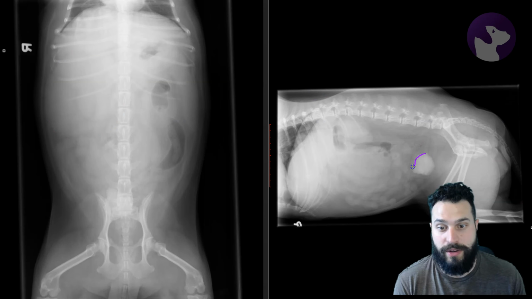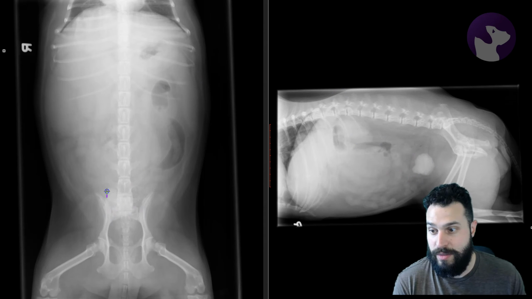The last thing that I wanted to take a look at, of course, is this thing that was probably jumping out at everyone as I was going on about the mass. This, of course, is a urinary calculus. Pretty easy to see in that lateral projection, a little bit more challenging in the VD projection, sitting right over here.